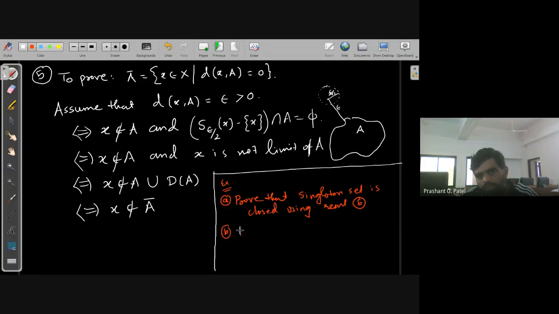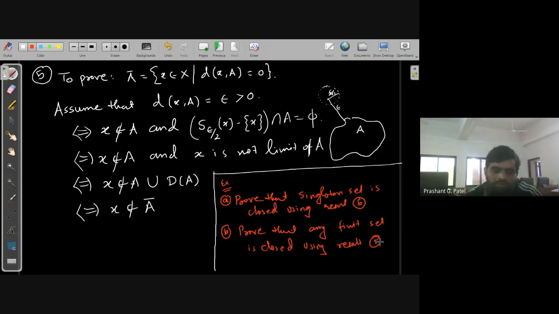The B part you can write: prove that any finite set is closed, using result 5. You will prove these two things. Using this result, you can prove the statement that a singleton set is a closed set, and using that concept, you can also prove that any finite set in a metric space will be a closed set.